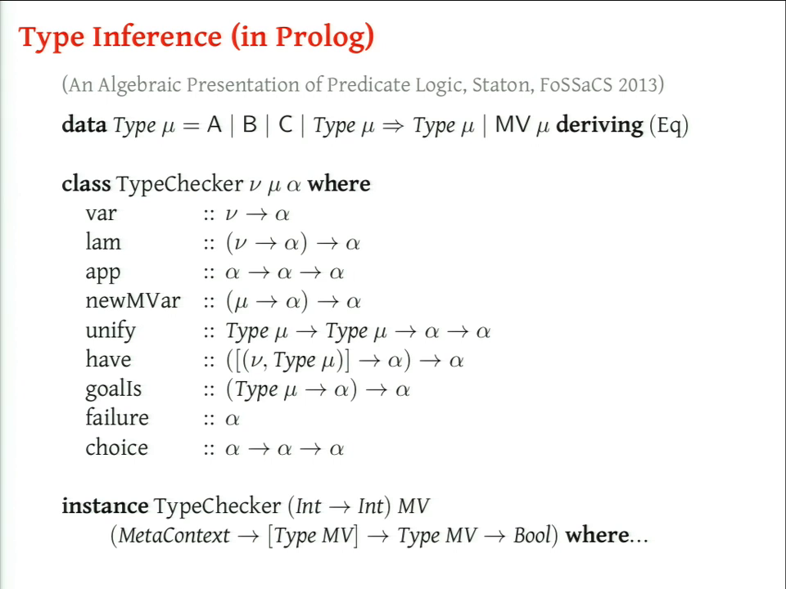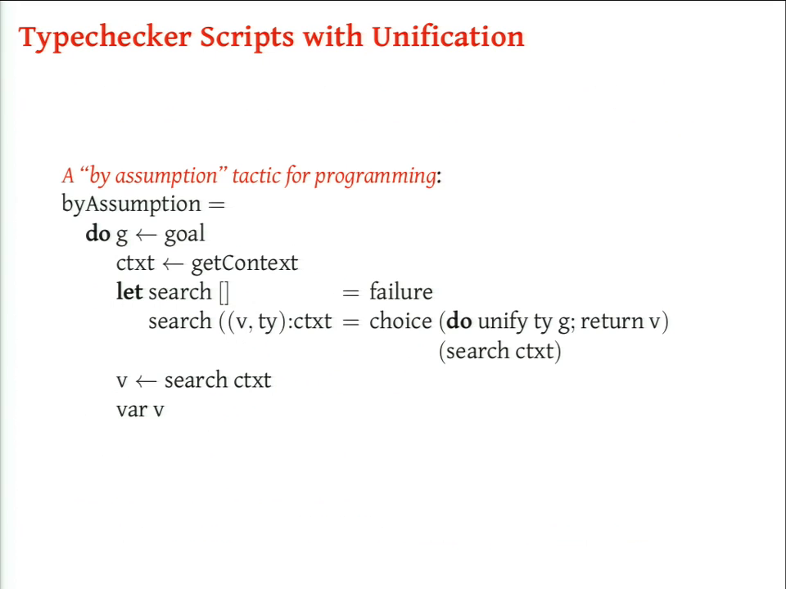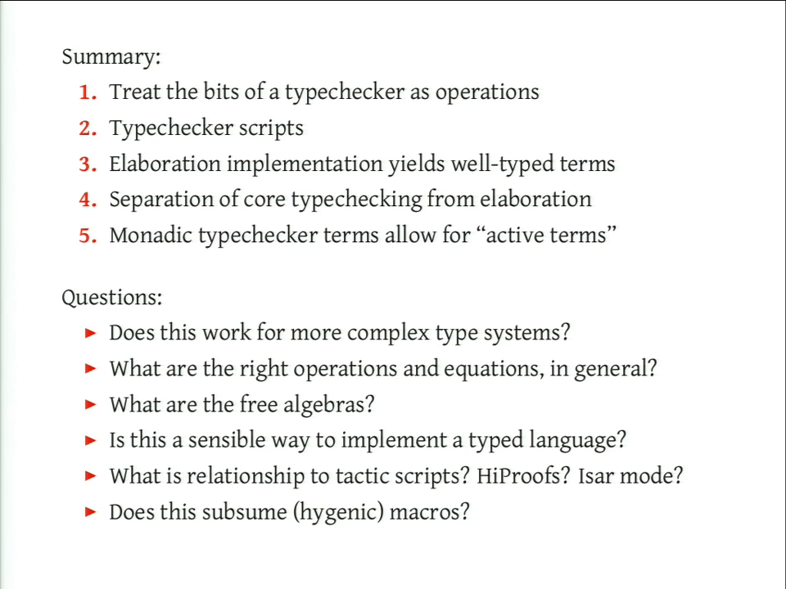Yes, so this would do the unification, returns the new meta context, or it carries on searching if that choice didn't work out. And we search down the context and return that variable. So this is the end.